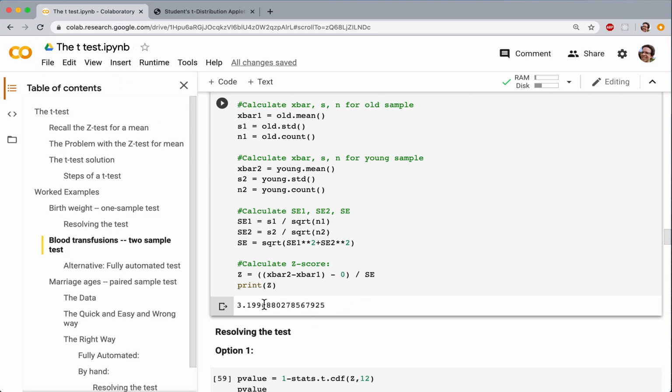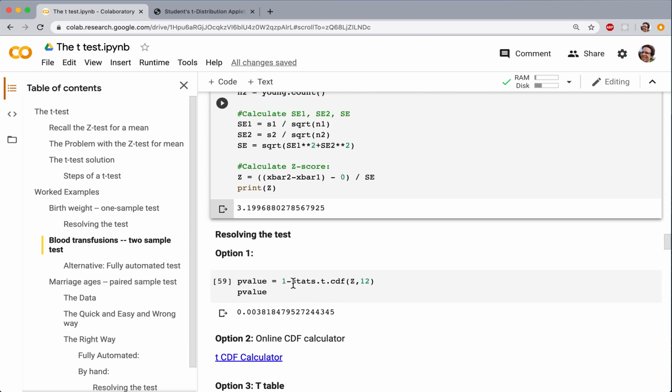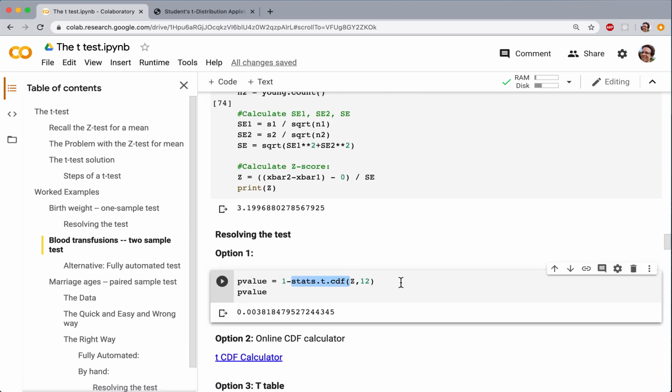And so we're going to compare this to a t-distribution instead. So option 1, we just use stats.t.cdf. And notice here that I need to plug in not only the measured test statistic, which is the z-score or t-score, but I also need to plug in the number of degrees of freedom. And this is actually now a hard question. How many degrees of freedom are there?